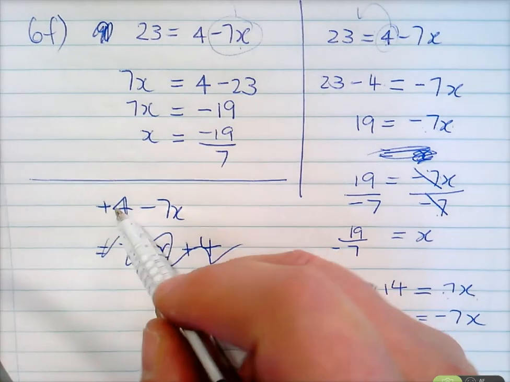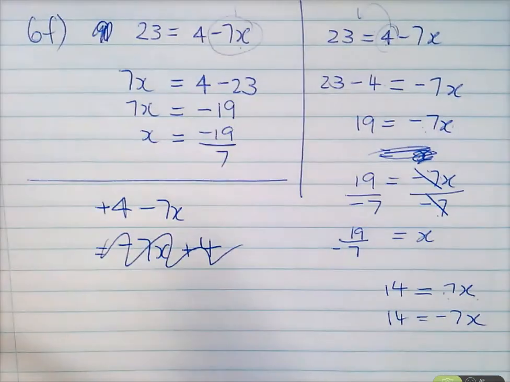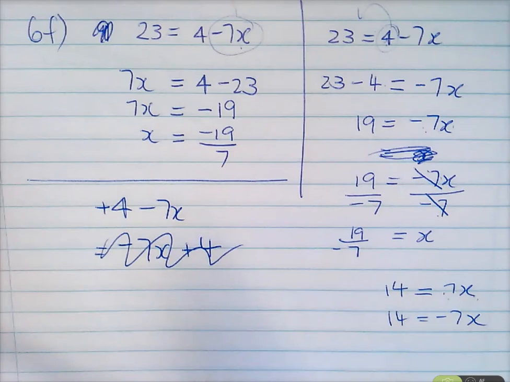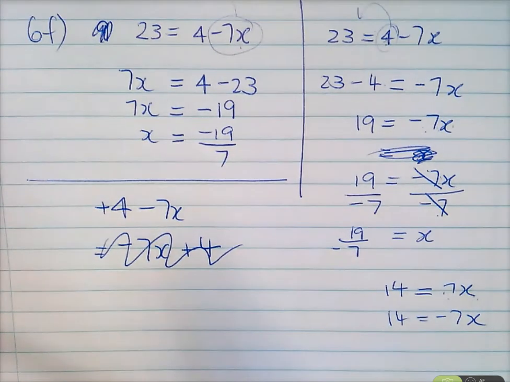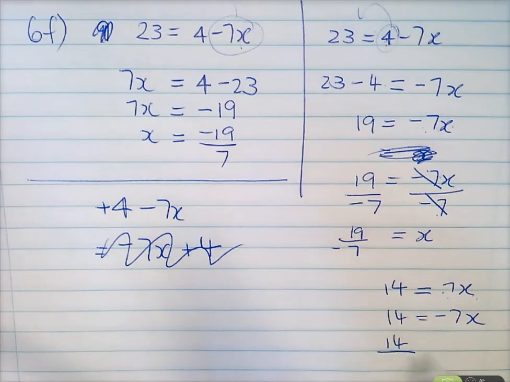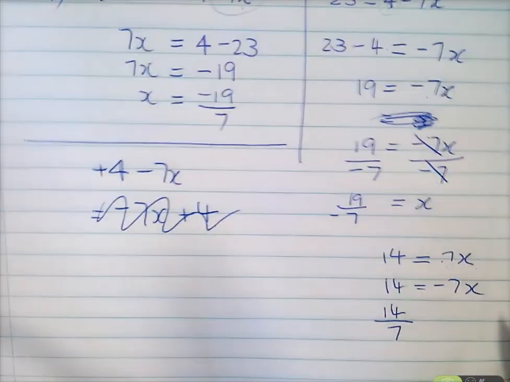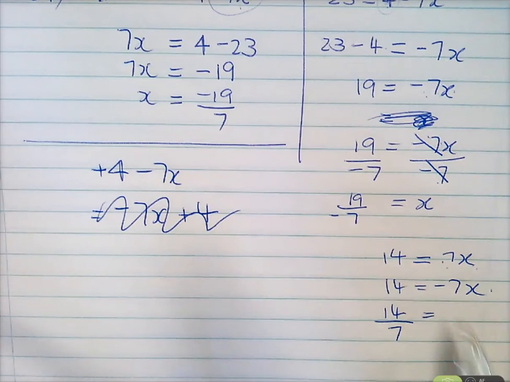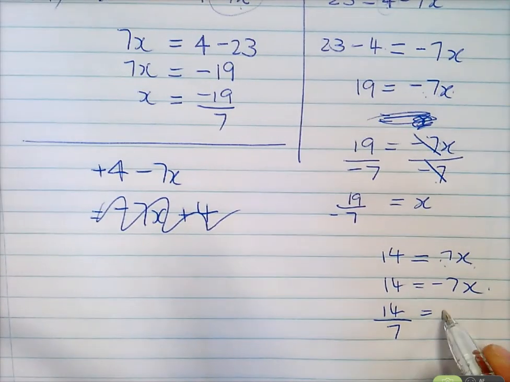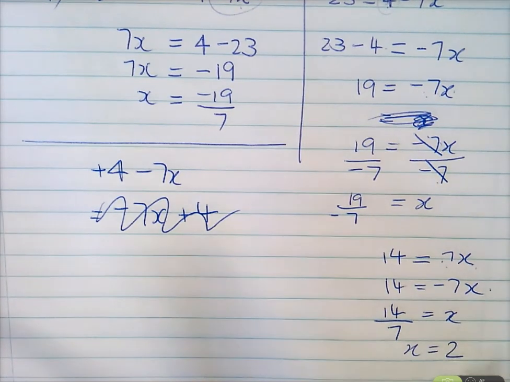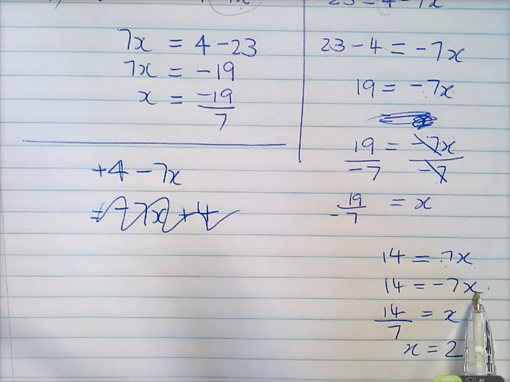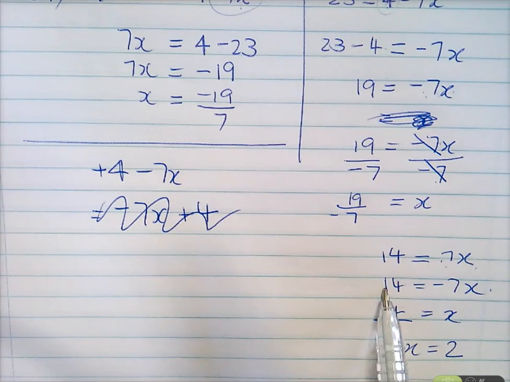So opposite of plus 4. I'm doing the opposite of adding. I'm subtracting. Girls, if I divide here by +7 down here, what do you get? If you want to divide by +7, what do you get? You get 2. Does that work? Does -7 times 2 equal +14?